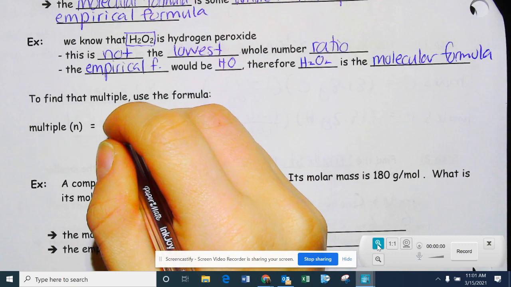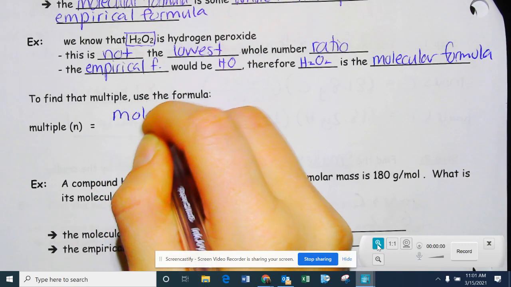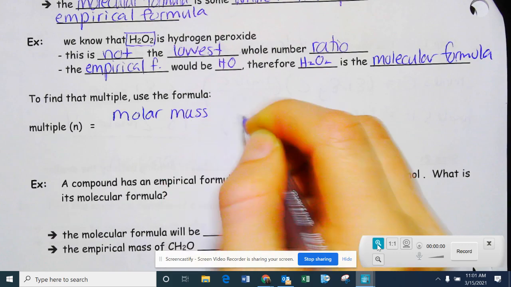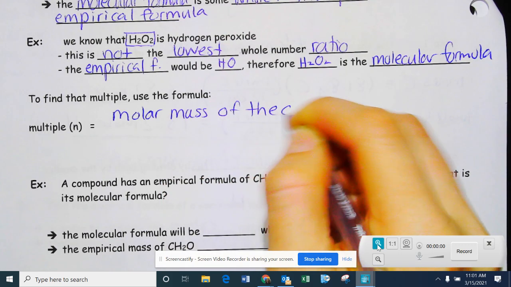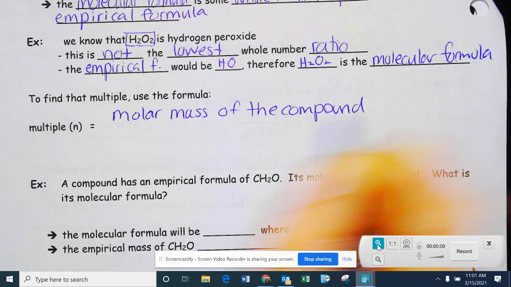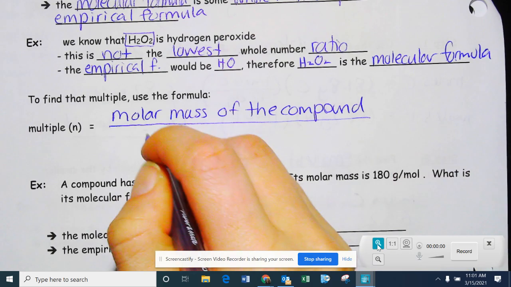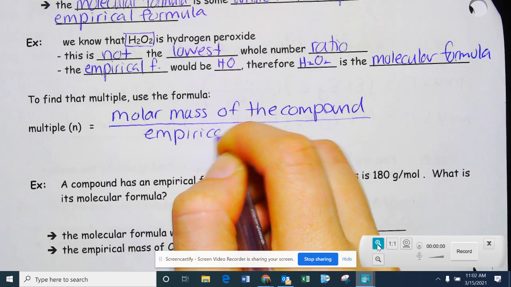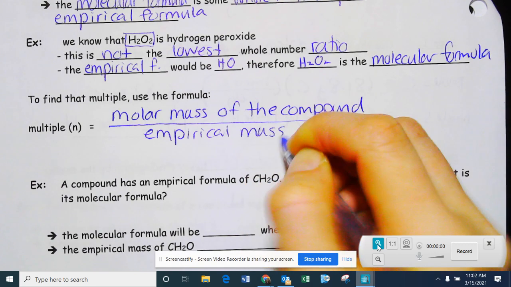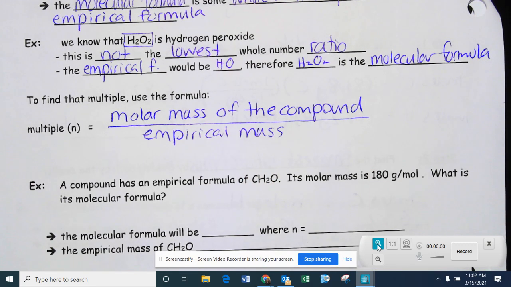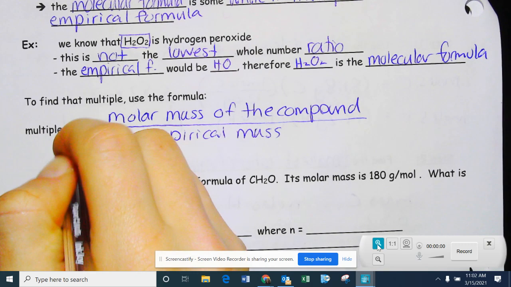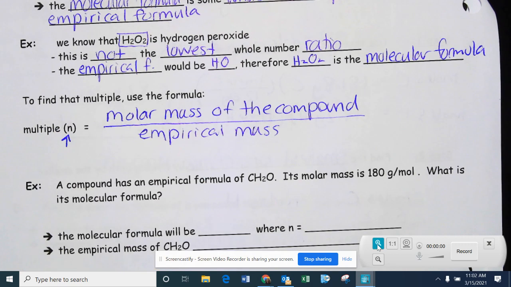So what you do is you go molar mass of compound. The molar mass of the compound is determined using advanced chemical technology, divided by the empirical mass, which we found by figuring out the percentage or the ratio of compounds. And that is going to give you a multiple, which we call N. That multiple is what you multiply your formula by in order to get the proper number.